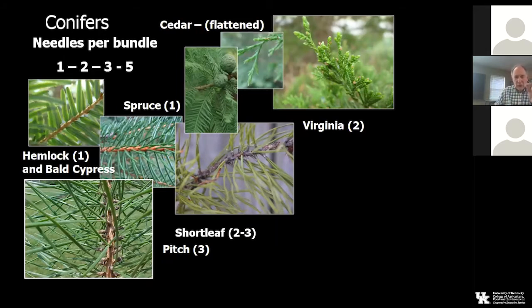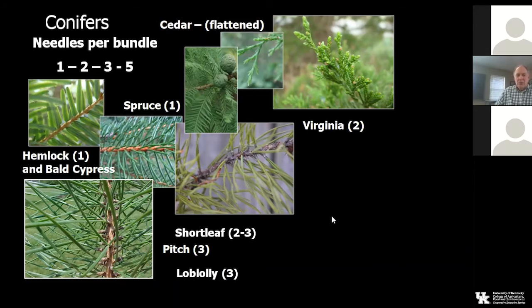You have to look up and down the stem and make sure that you're looking at the true scientific observation. On pitch pine, it'll be only 3. On Virginia pine, it's only going to be 2. On shortleaf, I don't have a picture of it, but they look very similar to both of these. On the shortleaf, you'll have bundles of 2s and bundles of 3.